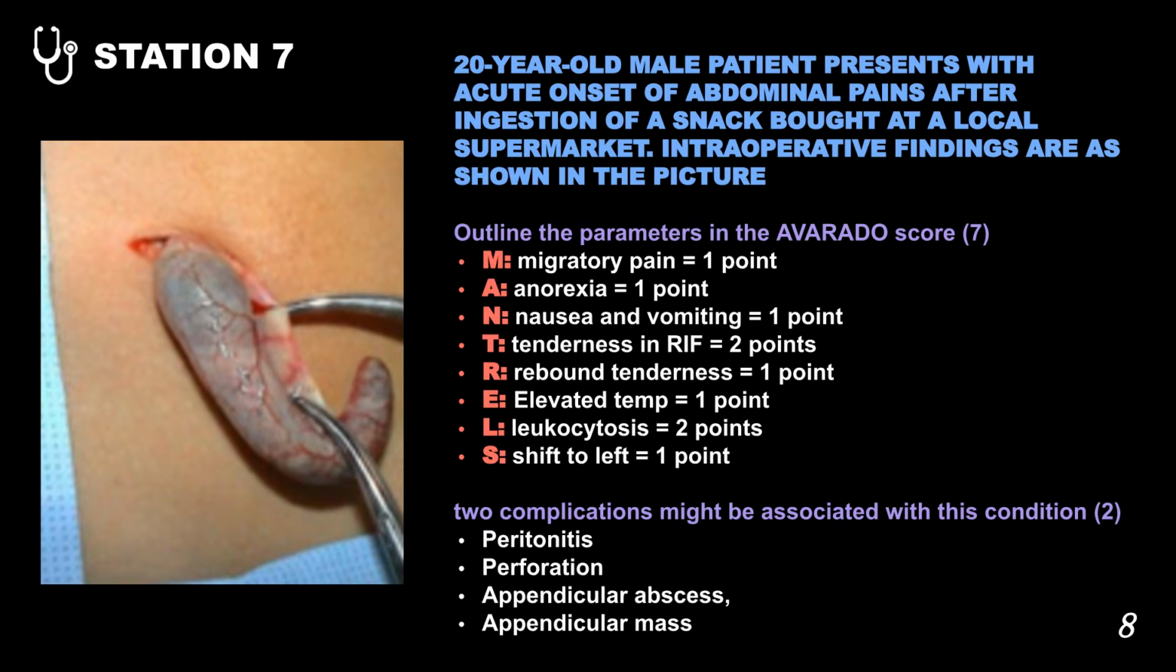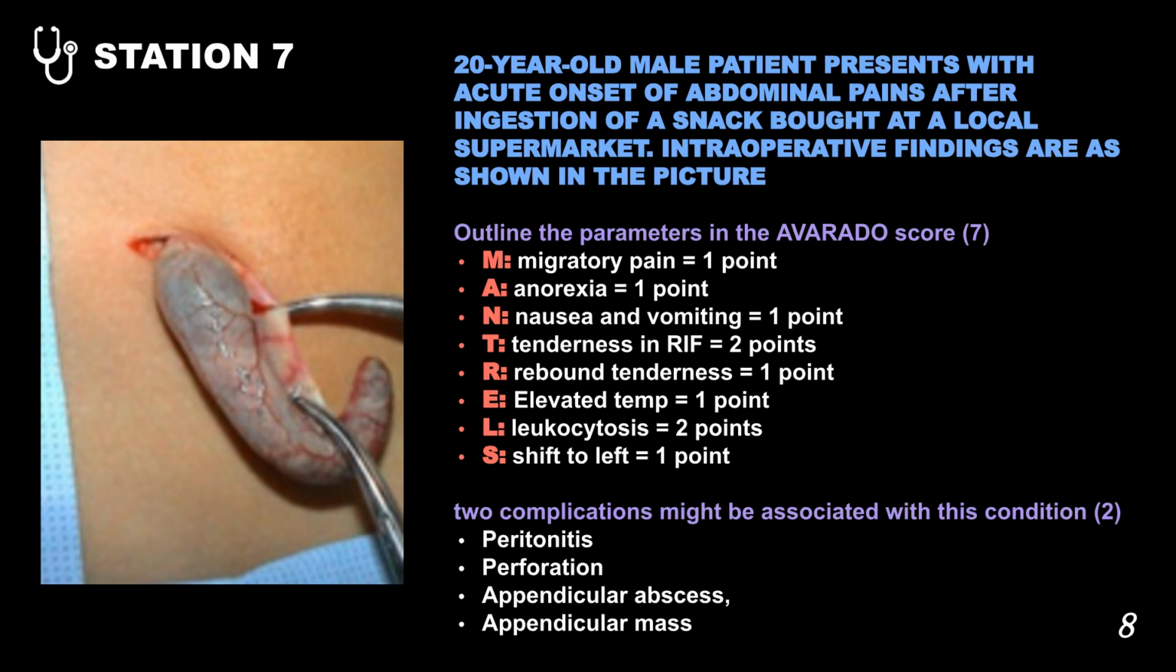Now let's talk about acute appendicitis and the famous Alvarado score. Use the mnemonic MANTRELS to remember the parameters: migratory pain, anorexia, nausea and vomiting, tenderness in the right iliac fossa, rebound tenderness, elevated temperature, leukocytosis, and a left shift of neutrophils. The higher the score, the greater the probability of appendicitis.